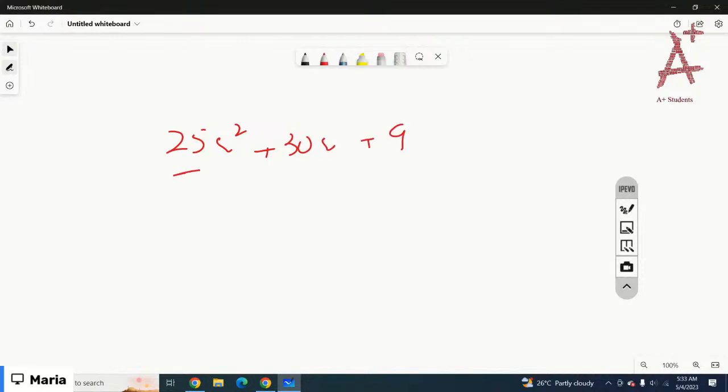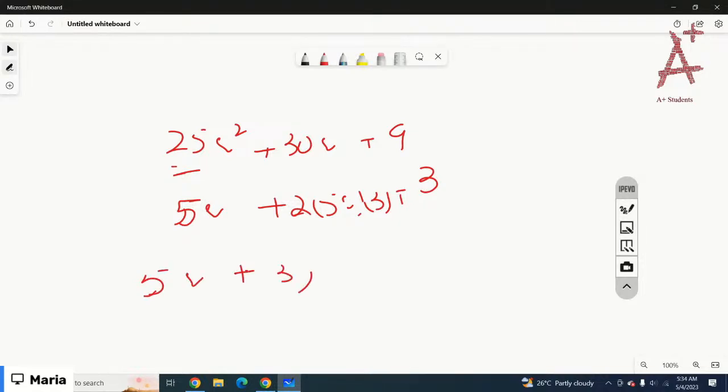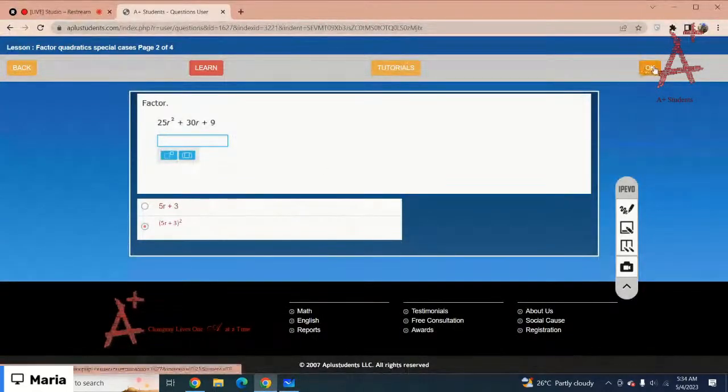Okay, just look at the 25r square. It is the square of 5r. Here you have 9. 9 is the square of 3. Got it? And you just look at the 30. It would be 2 times 5r times 3. So that means this is the square of 5r plus 3 whole square. Got it? So it would be 5r plus 3 whole square. Option number 2 is the correct option.